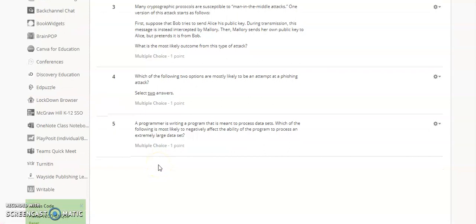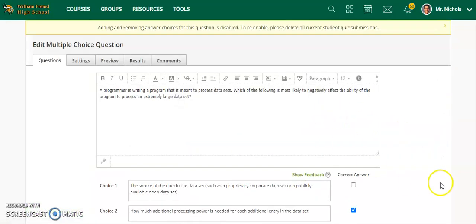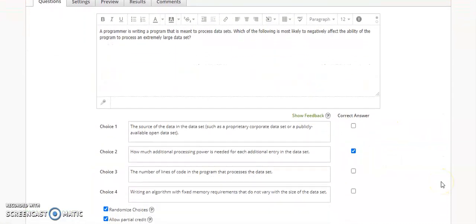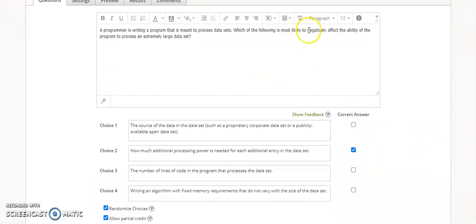And the last one for this, a programmer is writing a program and is using a bunch of data sets. We're talking about what is the most likely to have a negative effect on my ability to process this large data set. With this, we're talking about big data here. So you have this massive data set. What is the number one hindrance of my ability to process this massively large data set?